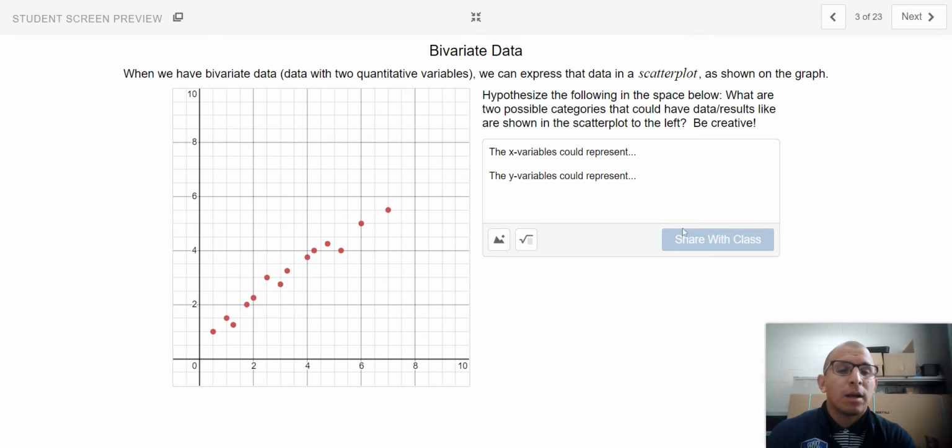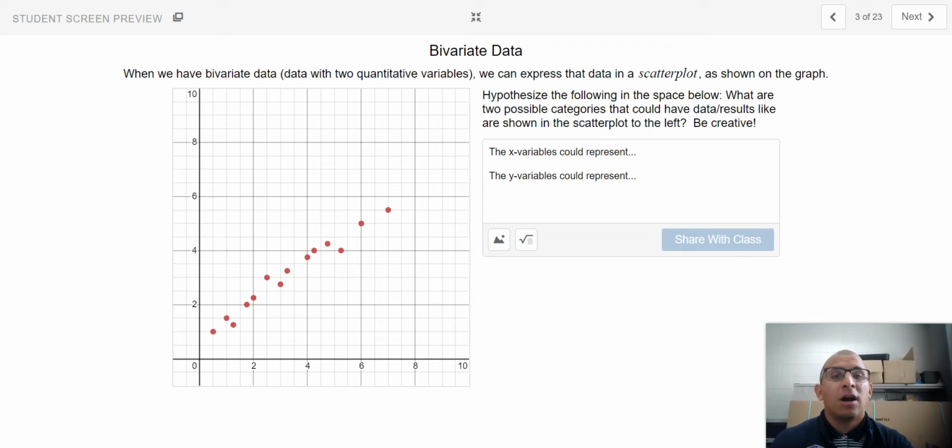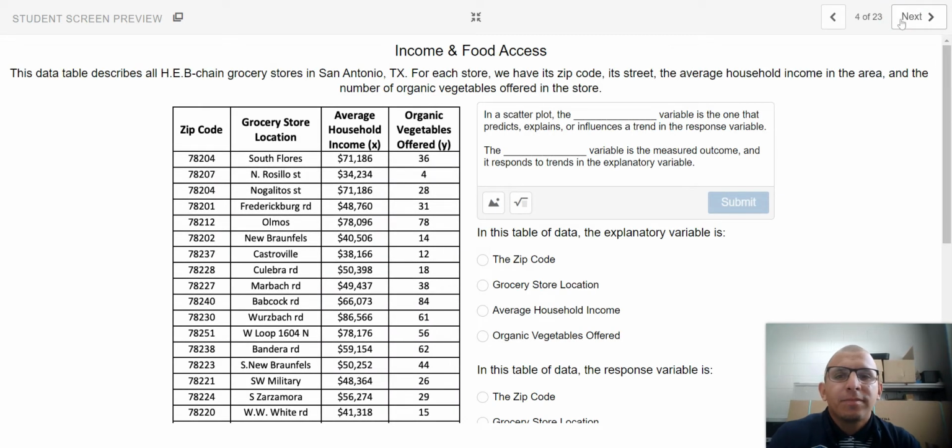I'd like for you to establish some dialogue with your peers. What are two possible categories that could have data and results like this shown in the scatter plot to the left? Be creative. Best response is going to win some extra credit on today's lesson.